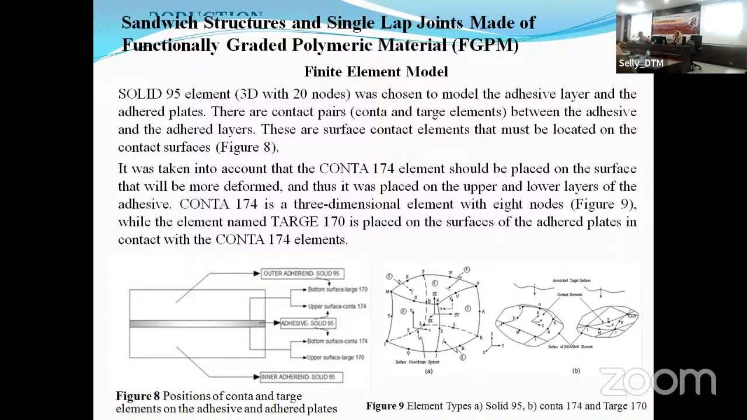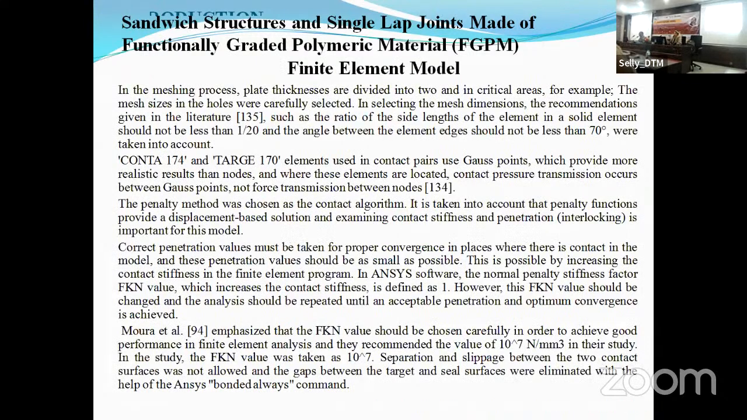So we have some restrictions in the meshing process, and the plate takes into consideration the plate thickness in the critical phases, of course, but you can take into consideration the whole part. The literature says that the ratio of the side lengths of the solid element shouldn't be less than 1/20, and the angle between elements shouldn't be less than 70 degrees. And we use Gauss points.